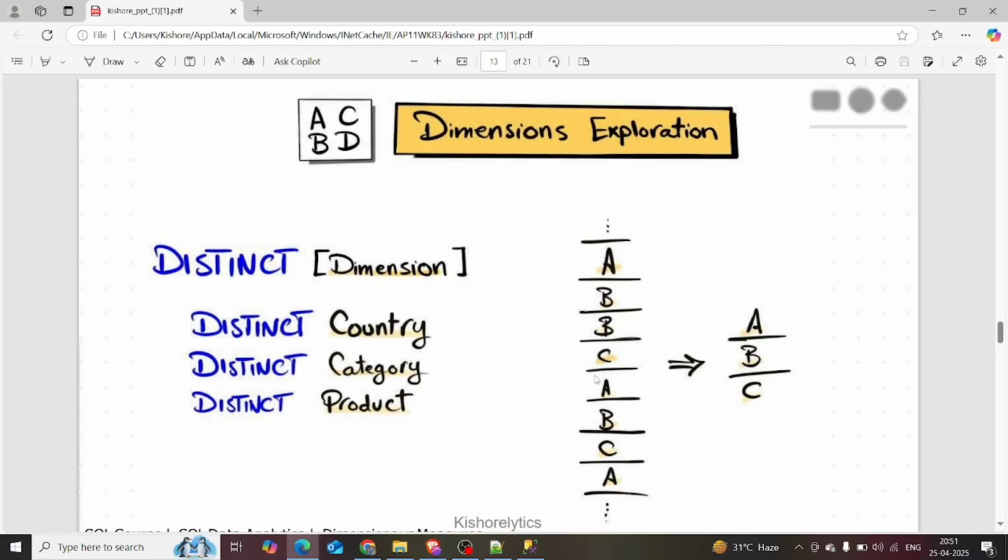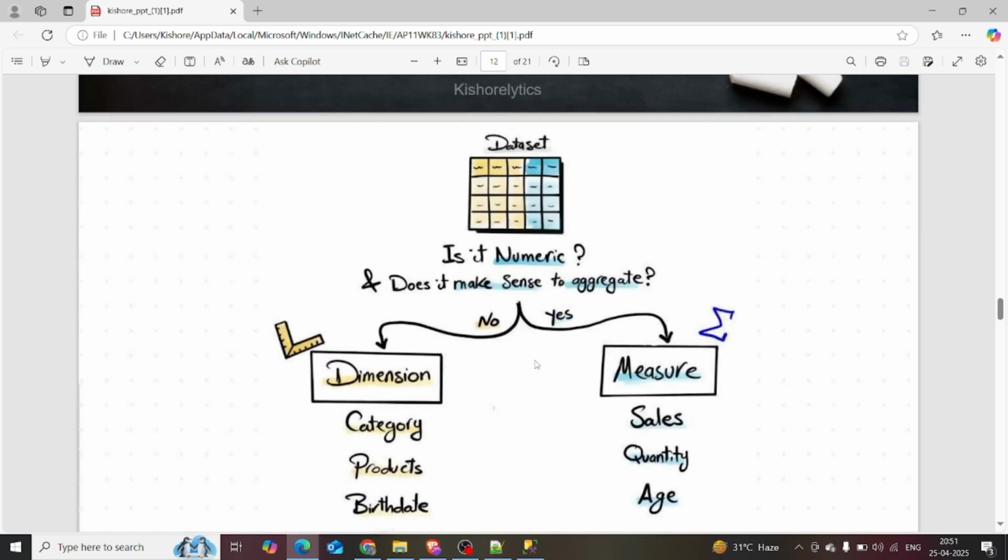Okay, in the first part, we want to explore the dimensions. First, what is meant by dimension? We discussed it in the previous video. Does it make sense to aggregate? If the answer is no, then it is a dimension. Is it numeric? If the answer is no, then it's a dimension.